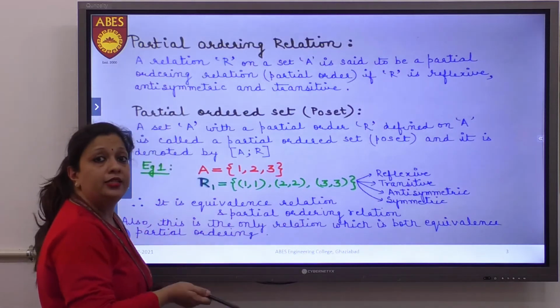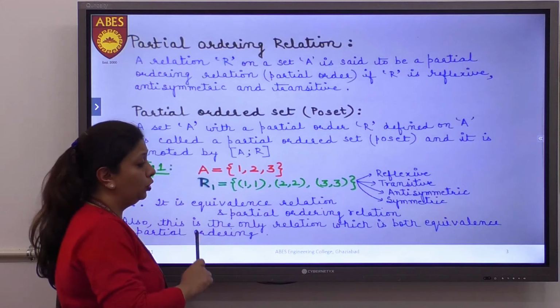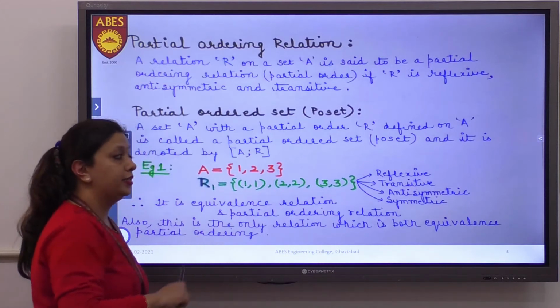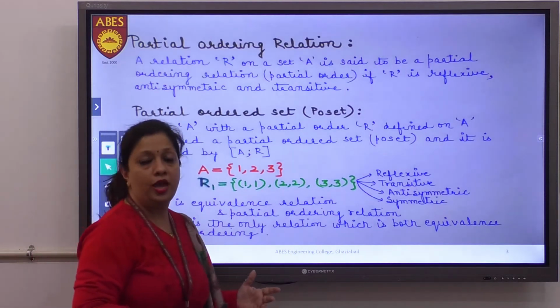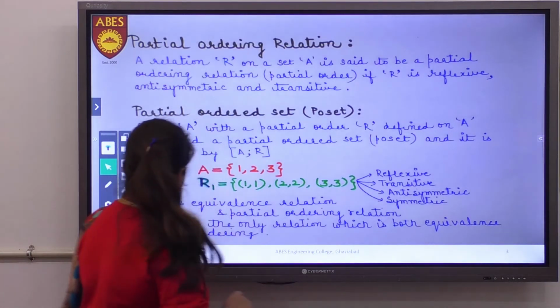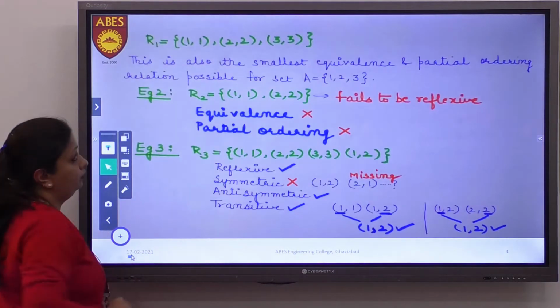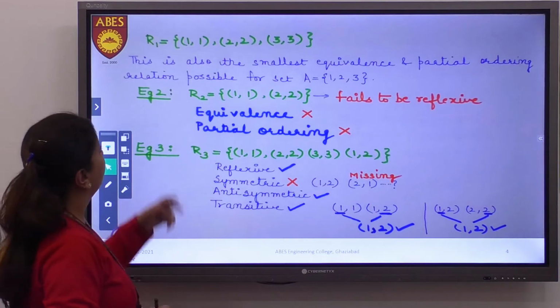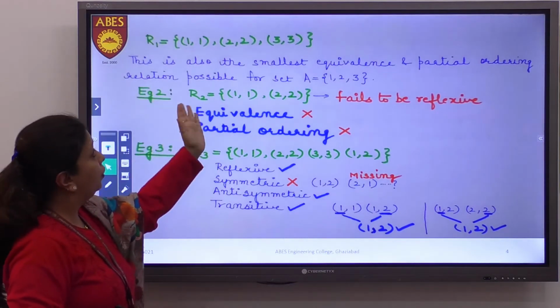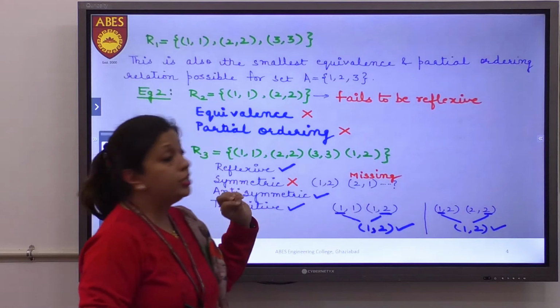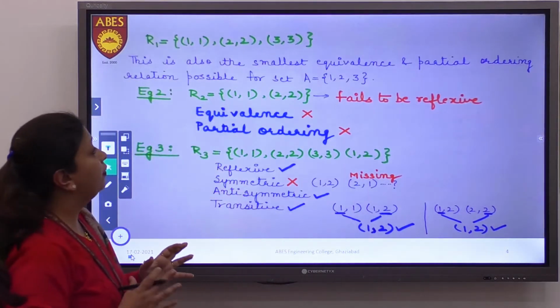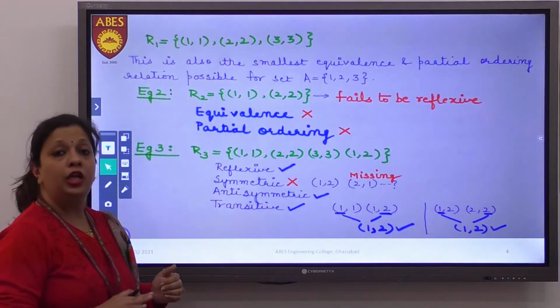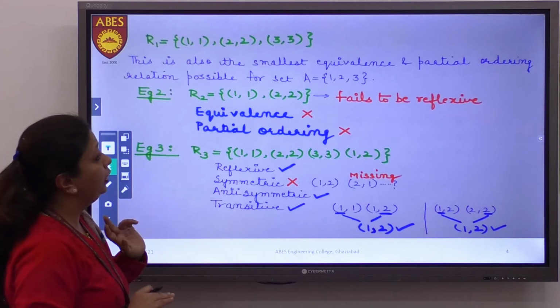So we can say that this is the only relation which is both partial ordering and equivalence, and this is even the smallest relation having both the properties. So now to proceed, I have just made a note of it that this is also the smallest equivalence and partial ordering relation which is possible for a set with 3 elements, that is 1, 2 and 3.